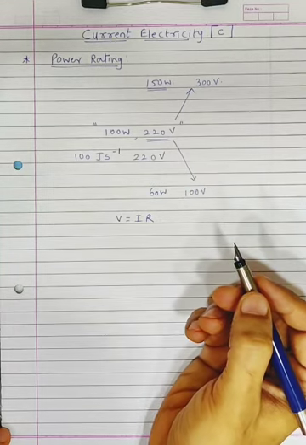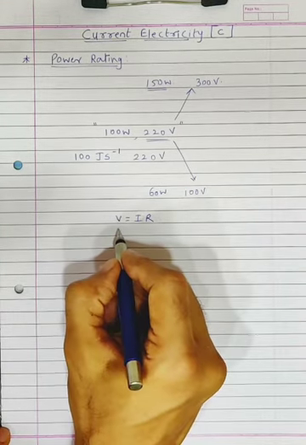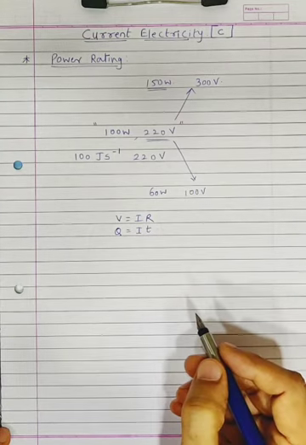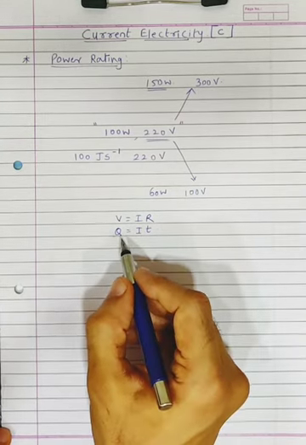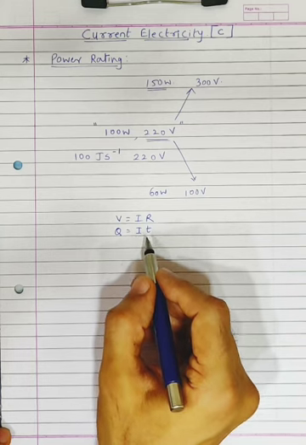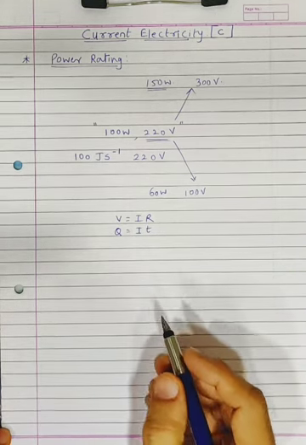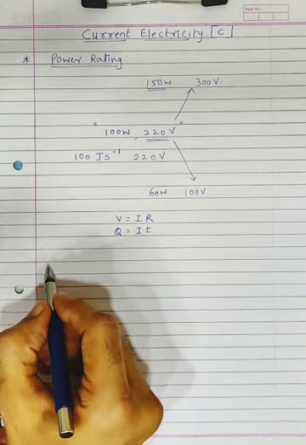Now the basic formulas you need in this. The first formula is V equals IR, the second is Q equals IT. If you remember, Q is the charge, I is the current, and T is the time.